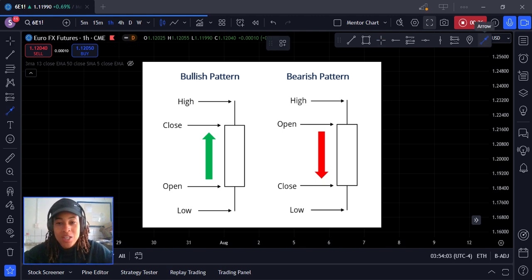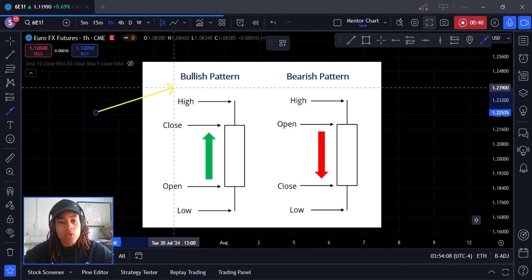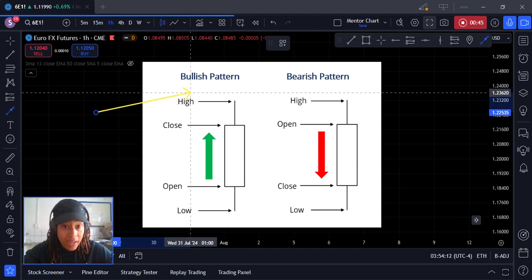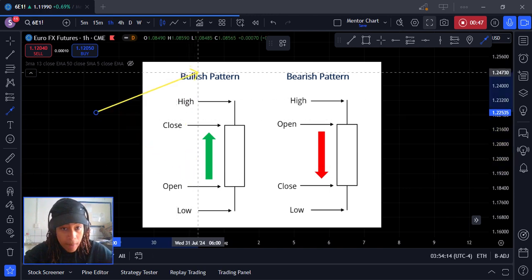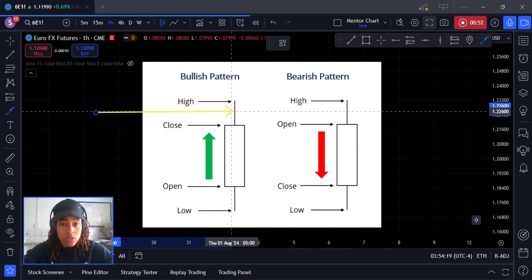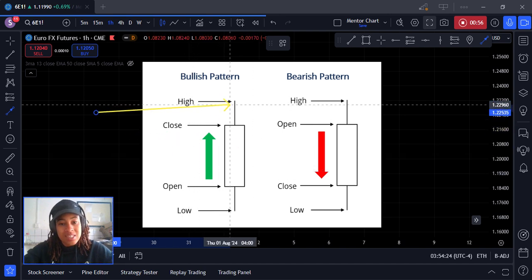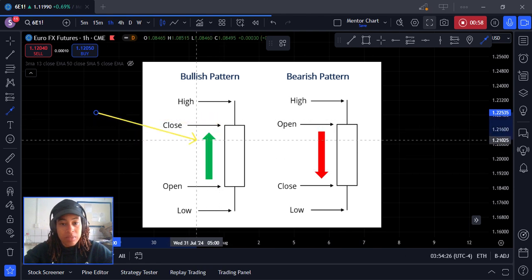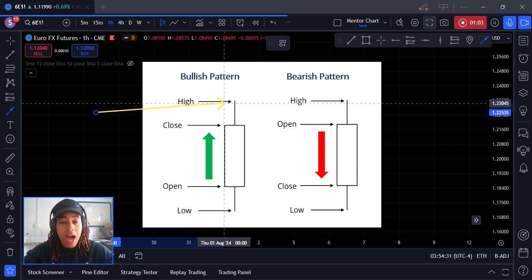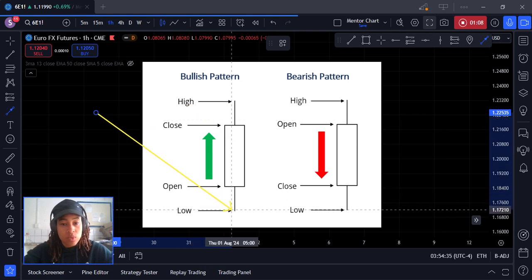All right. So let's start off first with the bullish pattern. So this is a bullish candle. Bullish, think of it as buying. Bullish, think of it as going up. And so when you go on the chart, you're going to see candlesticks. This whole thing is a candle, both of these. And so these are the wicks. The top and the bottom are the wicks of the candlestick. And so the top is the highest price it went to. The bottom is the lowest price it went to.